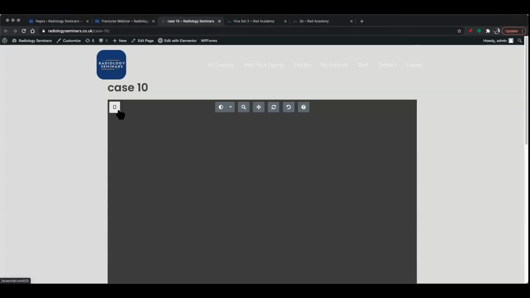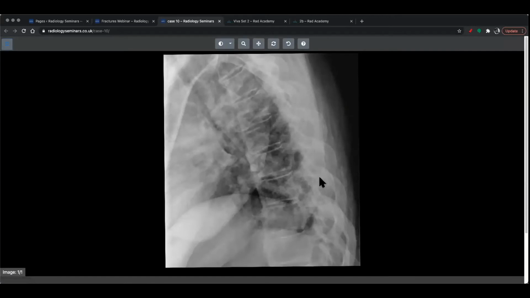Right, so case number 10. Look, what have we got here? These spines can be quite difficult, and again, stick to the absolute basics. So this is a thoracic spine. We're looking at a lateral view, and you want to draw a line just to make sure that everything is in line with one another. You do have a bit of bonus views of some of the ribs as well, so you want to make sure that you're not seeing a rib fracture.